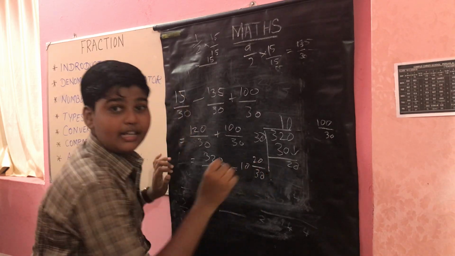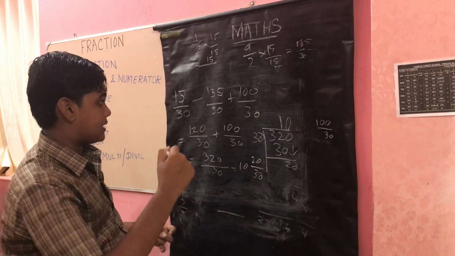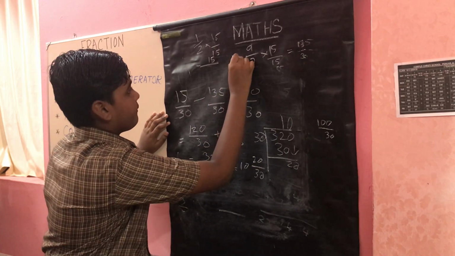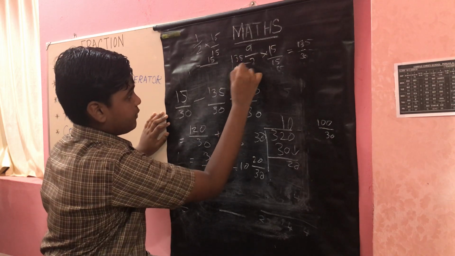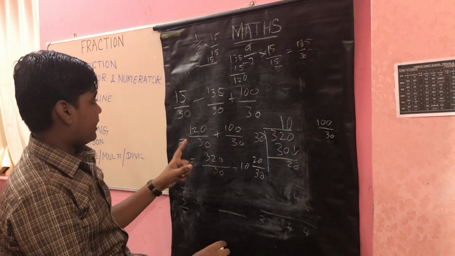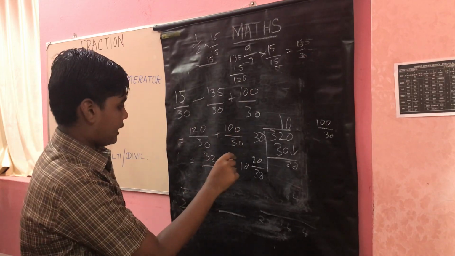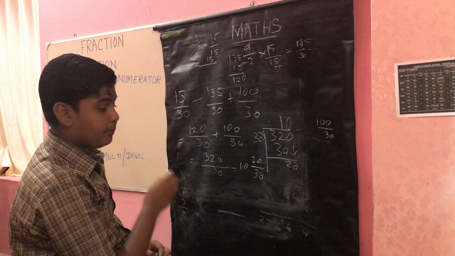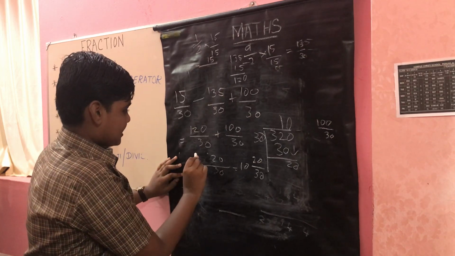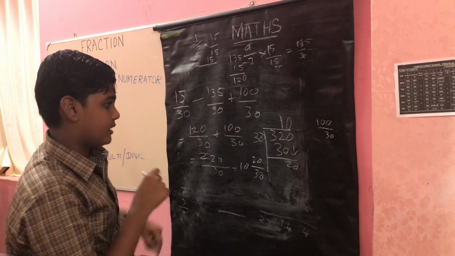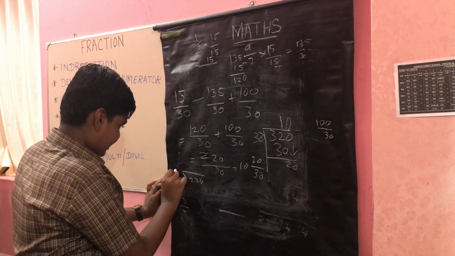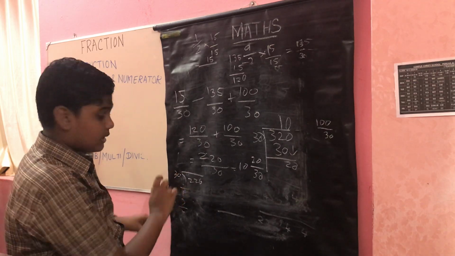Before we leave it, we need to check whether these answers are correct. So let me check it out. So 15 minus 135, because sometimes in fractions we often make mistakes. So that's 120 by 30 plus 100 by 30. So what's the answer? Sorry, I just made a mistake here. It's 220 by 30. So we need to convert this into mixed.